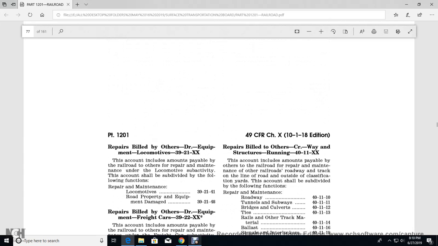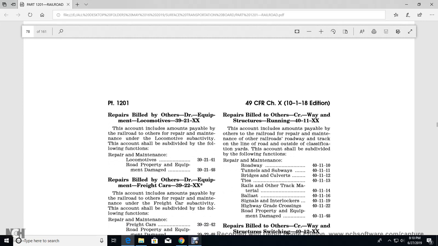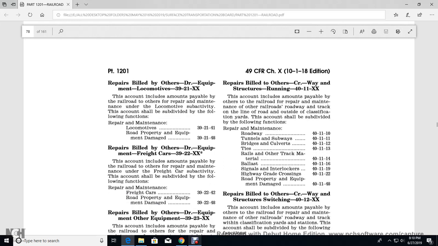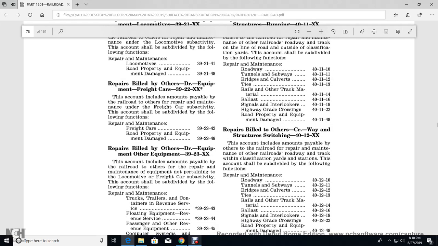The account includes the payable of the railroad repair maintenance for the other railroad road and track for the alignment. Railroad outside of the classification of the account shall be subdivided in the following function: repair maintenance of the roadway, tunnels, subways, bridges, culverts, ties, rails of the track material, the ballast, signal, interlocking, highway grade crossing, railroad property equipment damage. Repair bills other than the CR way the structure switching 4012 XX.